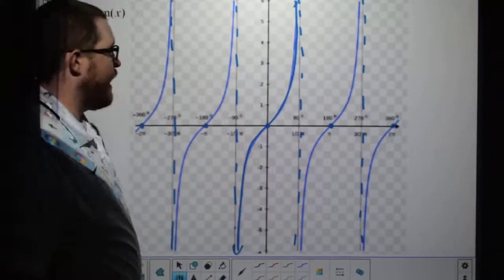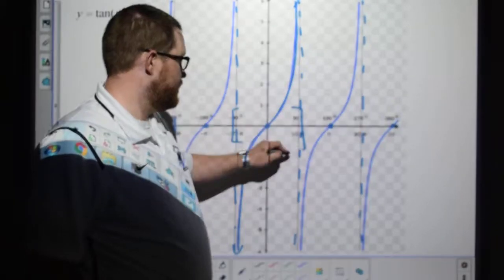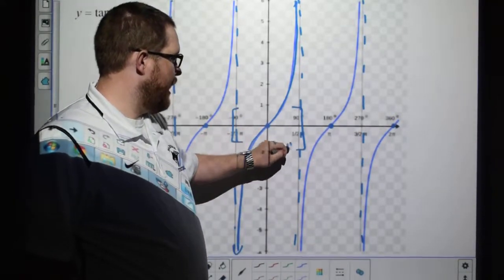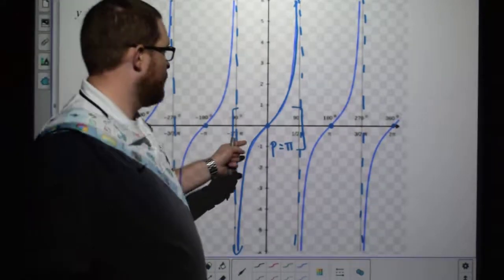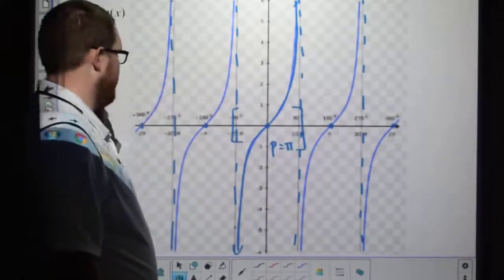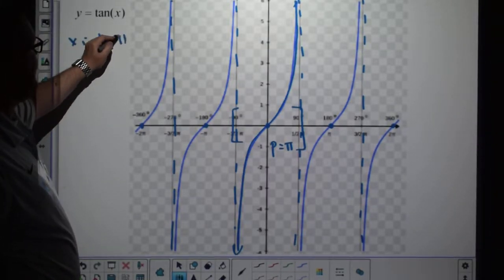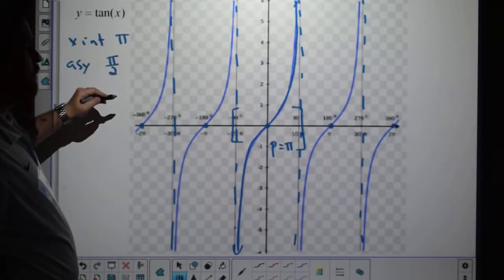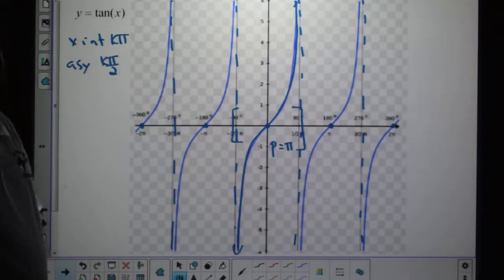So this graph doesn't have a period of 2 pi. It only takes this long to repeat. Well, how far is it from negative pi over 2 to positive pi over 2? Its period is pi. We talked about that earlier. So memorize the general shape, the asymptotes, and the x-intercepts. Remember, the x-intercepts are at every pi, and the asymptotes are at every pi over 2. And the way we write that is we say it's k pi, so every multiple of pi, and every multiple of pi over 2.